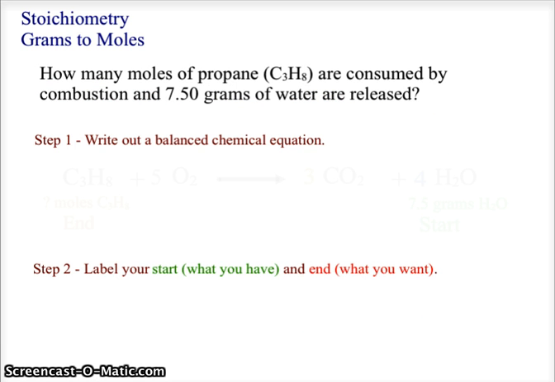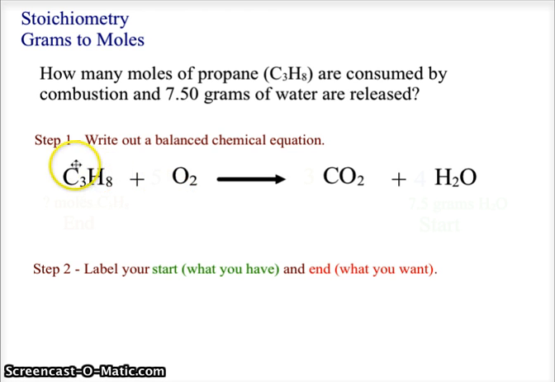So let's look at a second sample question, and here we have how many moles of propane C3H8 are consumed by combustion and 7.5 grams of water are released. So what we have going on here is a combustion reaction, and our combustion reaction is propane C3H8. Combustion always includes the burning of the substance or the hydrocarbon in oxygen, and we will always have a release of products of carbon dioxide and water.